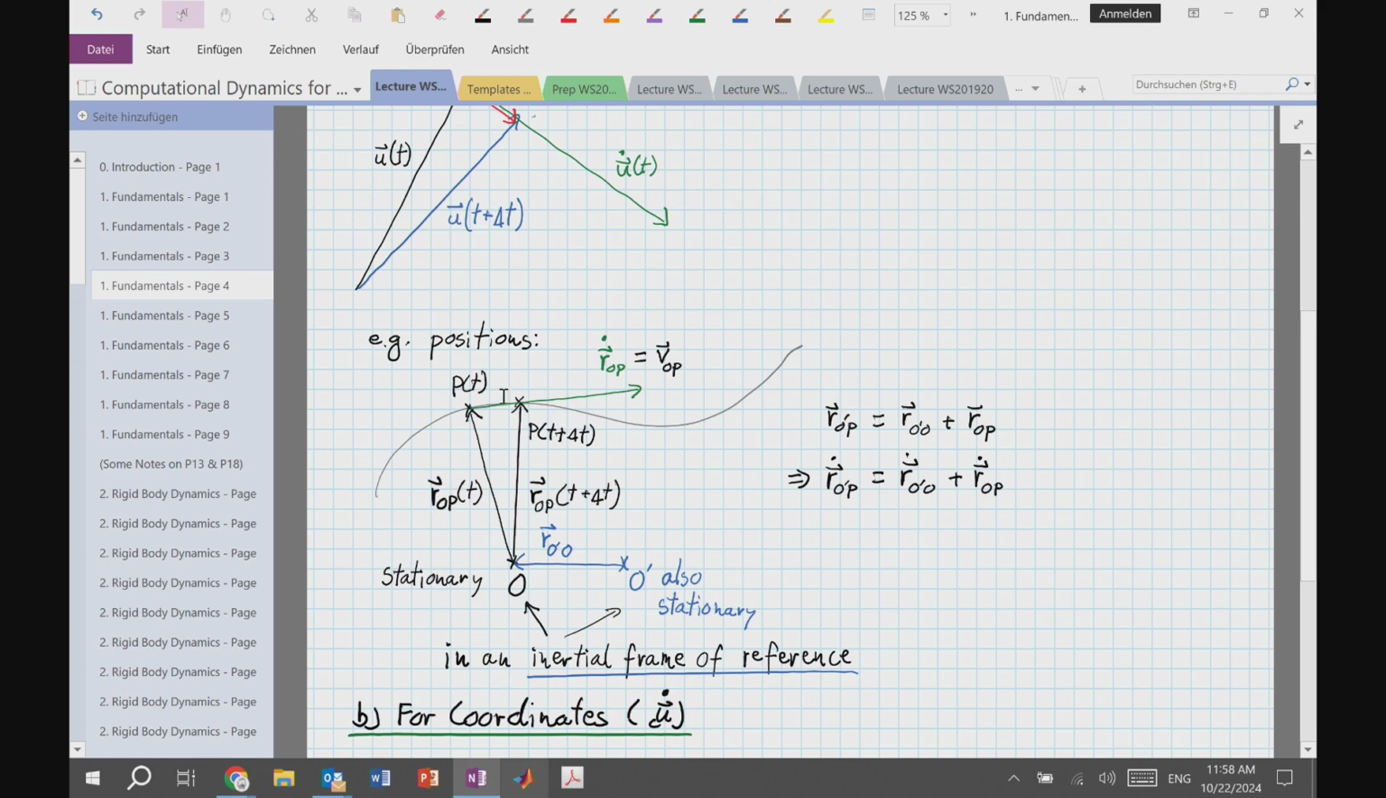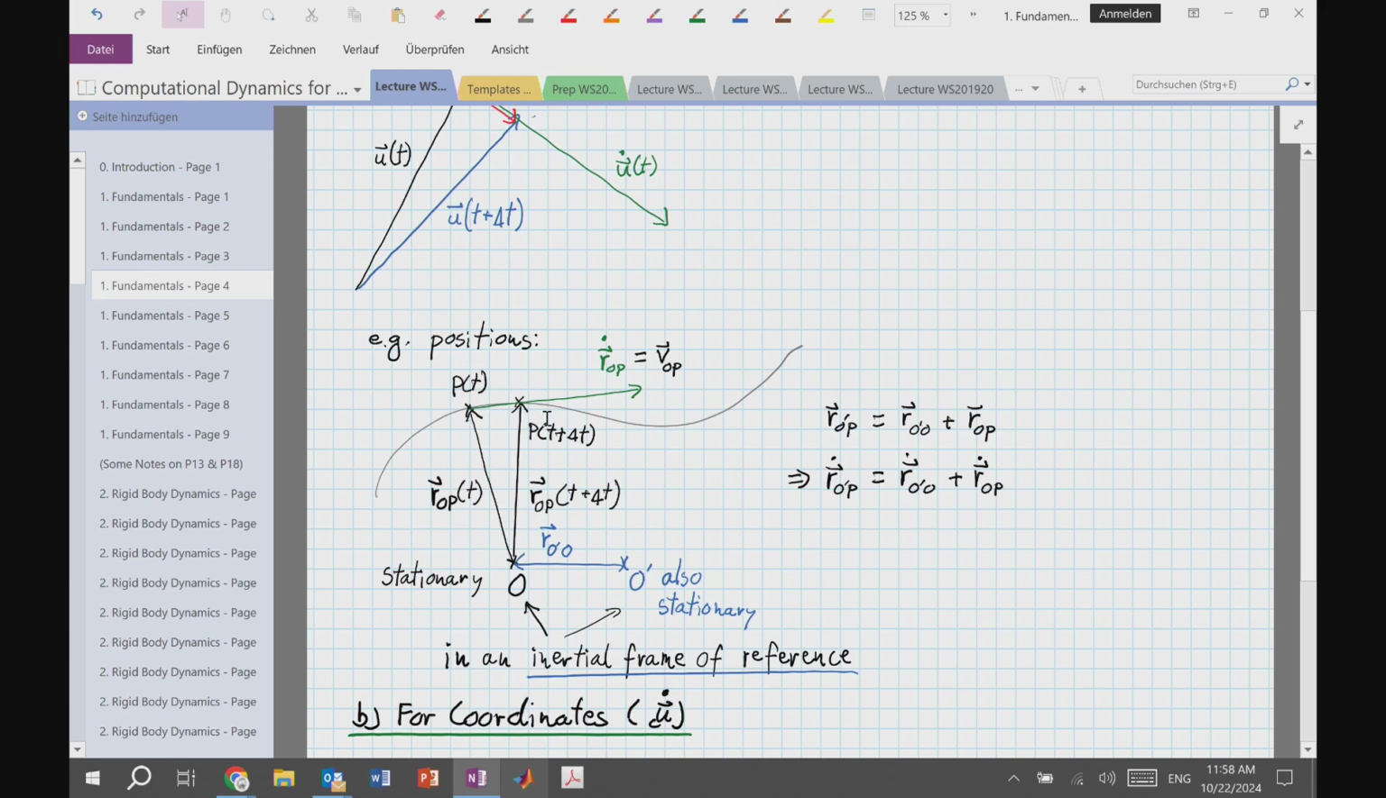If I think about an example here, this is basically what we always had in mind. We think about positions. Positions are not vectors, so we have to think about relative positions. So there's a vector from point O to point P. The point O is a stationary point, again, relative to this inertial frame of reference. So stationary in this room, the point P is moving.